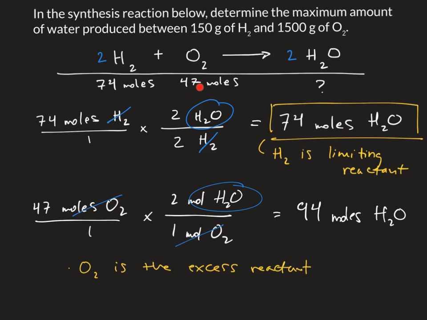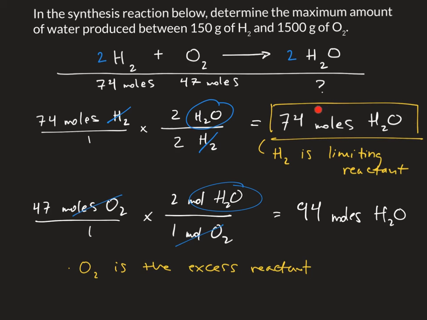So when we use up 47 moles of oxygen, in order to use up this many moles of oxygen, we need twice the amount of hydrogen, okay? Because in this reaction equation, for every 1 mole of oxygen, I have 2 moles of hydrogen. If I have 47 moles of oxygen, I would need 94 moles of hydrogen. And I don't have that. I only have 74 moles of hydrogen. So as soon as my 74 moles of hydrogen is used up, that's all I can make.